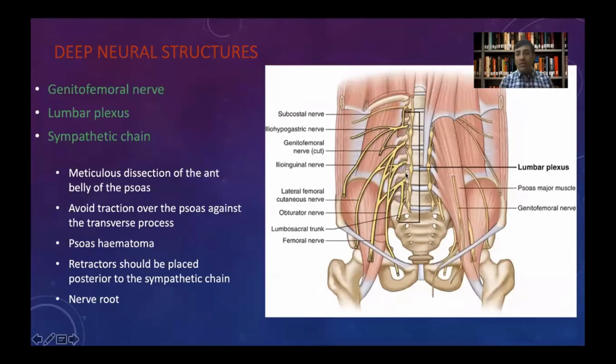Now here you can see, just continuing with the dissection of the psoas muscle, on the right side of this diagram the psoas muscle is there and the genitofemoral nerve is penetrating the superficial belly of the psoas muscle. This usually comes quite later, so you are not much worried about the genitofemoral nerve because that is slightly away from your working area.